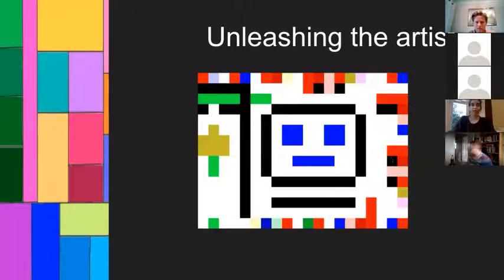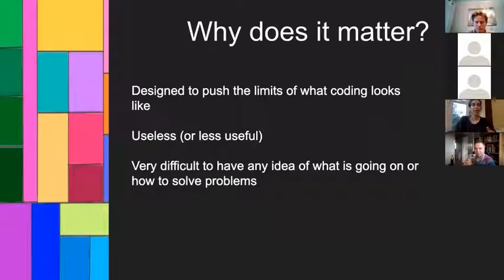So I guess there is a question of why does all this matter? Why are we talking about esoteric languages in the first place? And I put up those 3 points, those 3 categories that we framed our idea of esoteric languages at the start. The idea that it's pushing the limits of coding, they are useless or less utility, and it's very difficult to solve problems. And I'm going to bat those away one by one.